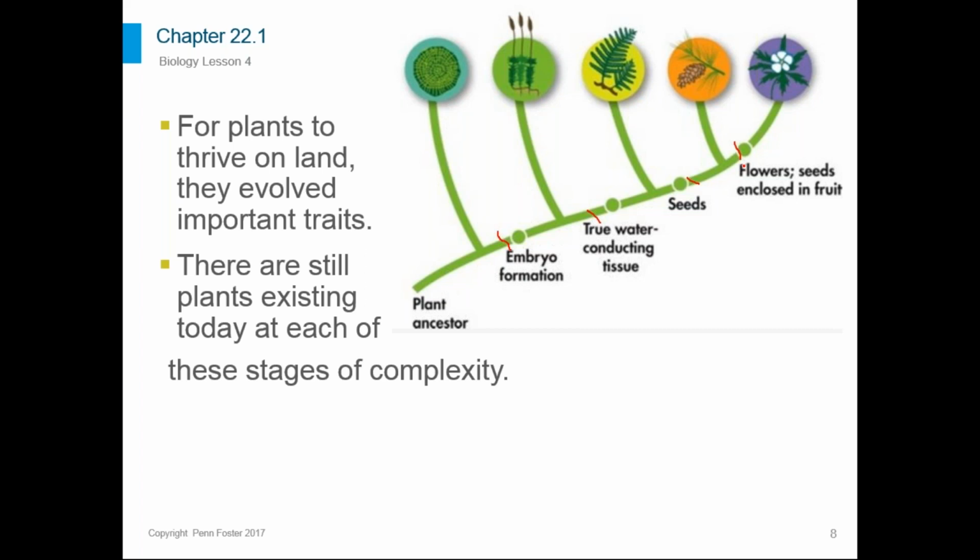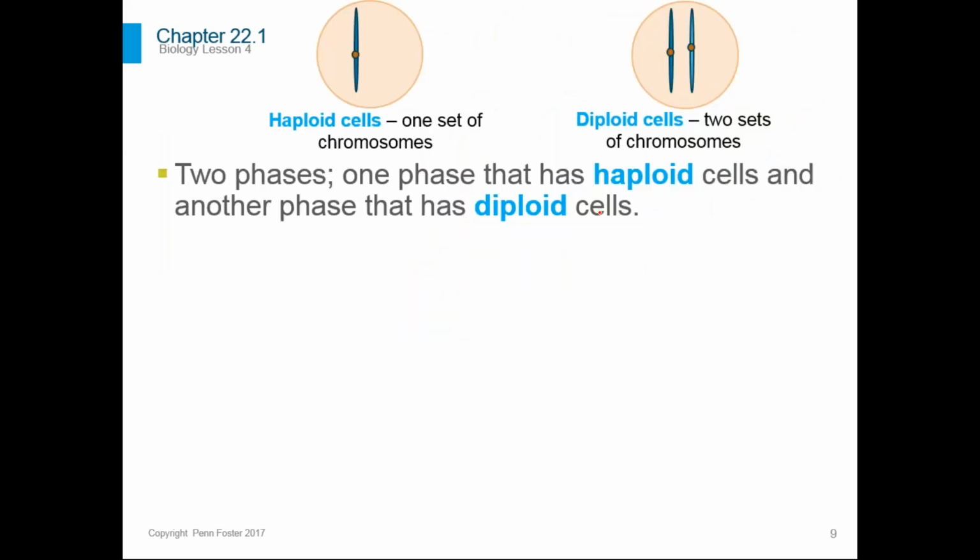Okay, so there's still plants today, for example, that would be at this point that have embryos, but they don't have vascular tissue or seeds or flowers. We're going to see that's true of all of these. We've got examples of all of those living today. And we're going to learn about different types of plants in the next section of the book, which would be 22.2.